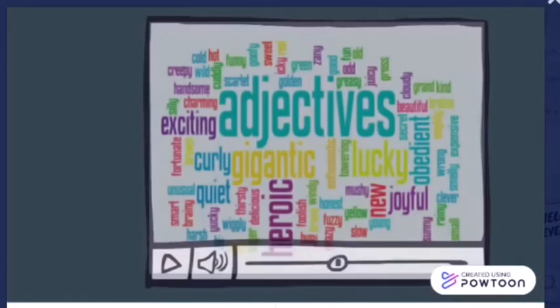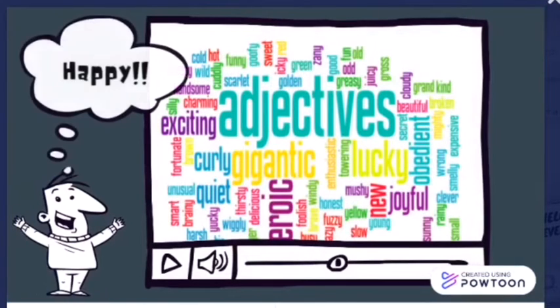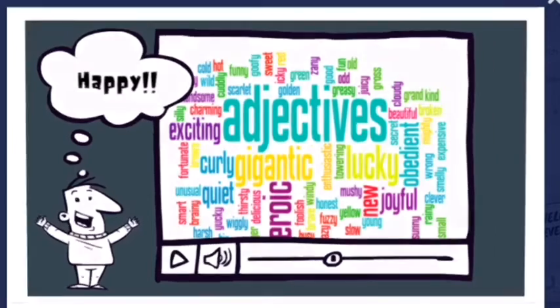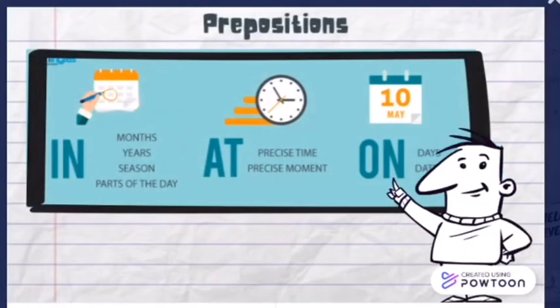Now let's go with the adjectives. If you remember, adjectives can describe a noun, and you can have happy, sad, small, big, yellow, golden, or you can use a comparative or a superlative, like bigger, smallest, the most interesting. Those are adjectives.